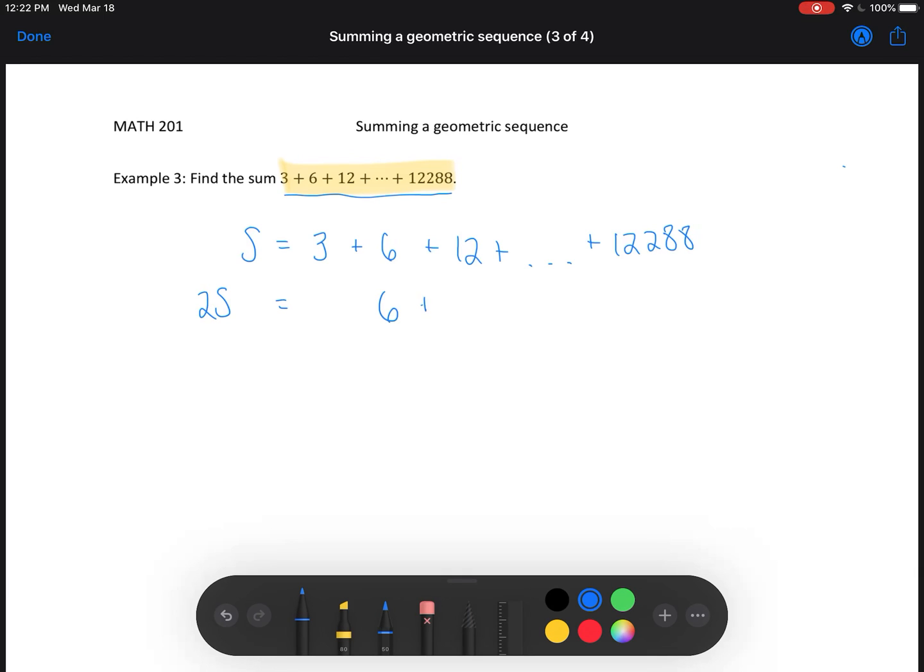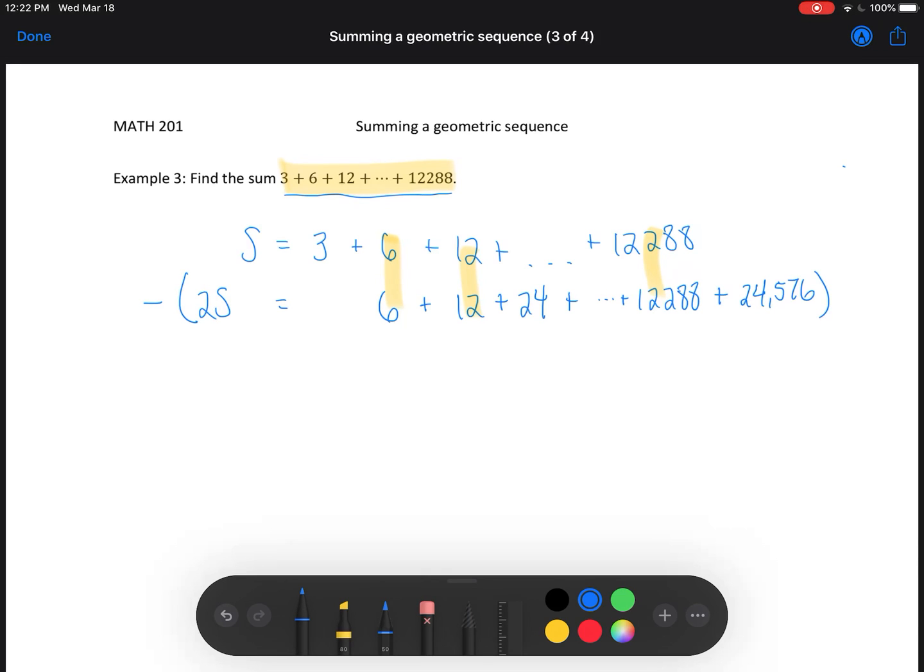6 times 2 is 12. And then we would have 24, etc. And then eventually we're going to have the 12,288, and then 2 times that, which is 24,576. You can see that I've lined them up vertically so that the terms match up. Now what we do after that is subtract.